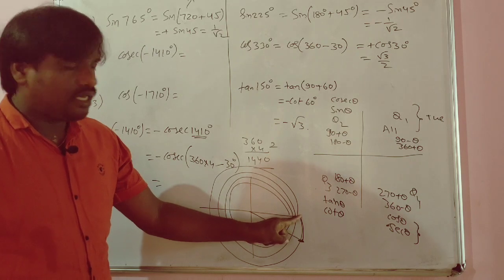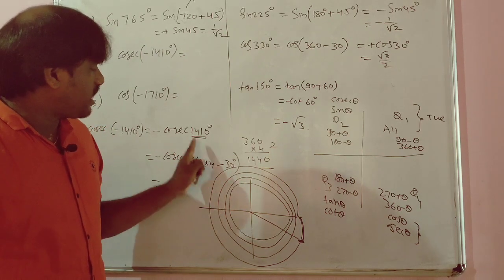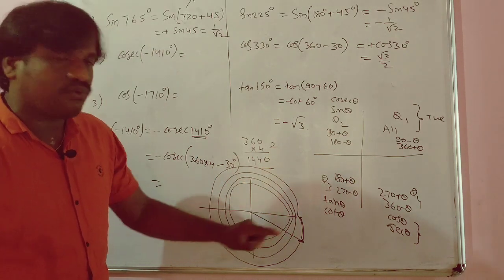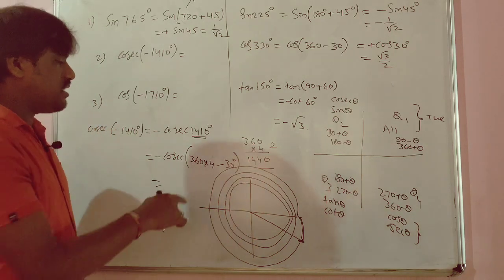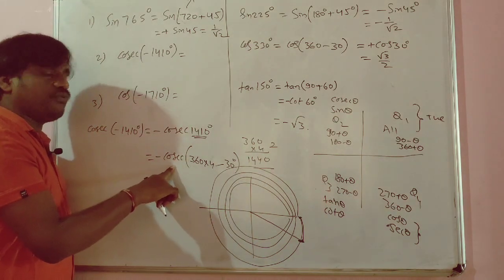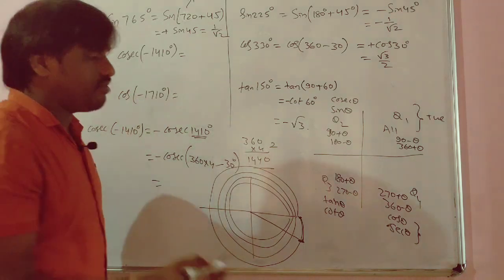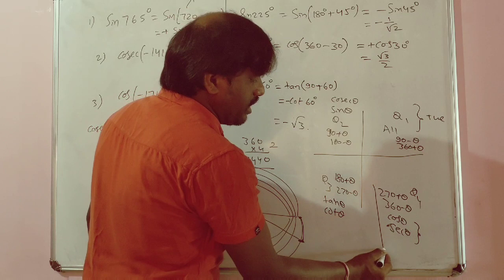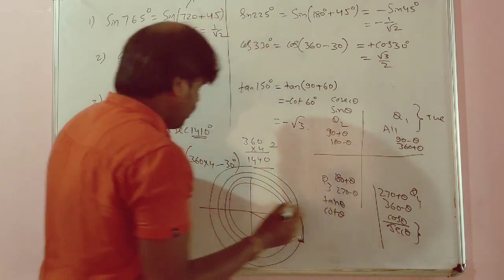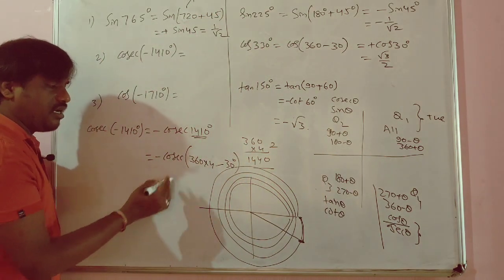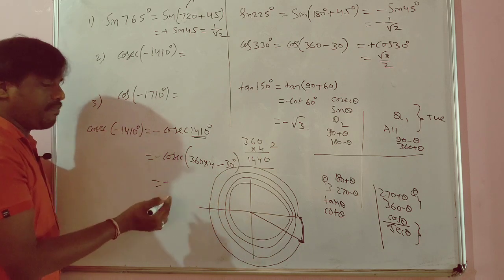This is the reference point, 1440 here. But 1410 will be coming back to the fourth quadrant. This value is coming in the fourth quadrant. So in the fourth quadrant, you have to check whether cosec is positive or negative. See here, in the fourth quadrant cosec is negative. So this value is a minus already, and minus of minus will be plus.